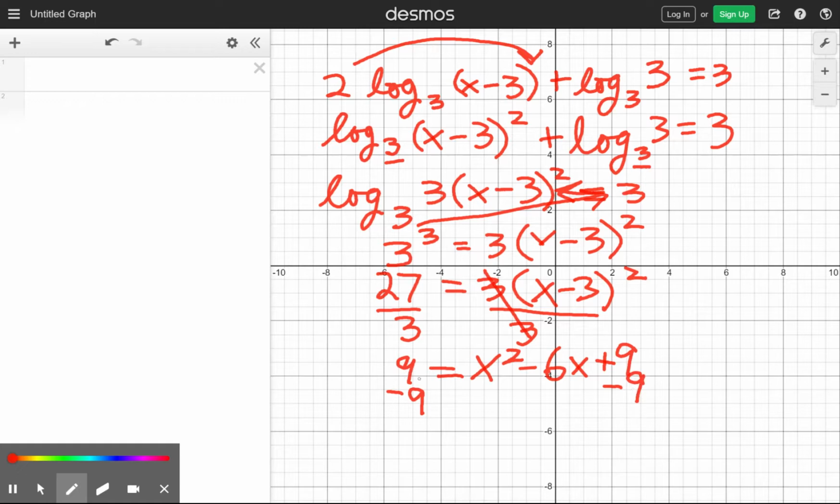Now we can subtract 9 from both sides. So we're left with a 0 pair right here. And here also we have a 0 pair. That 9 minus 9 cancels to 0.